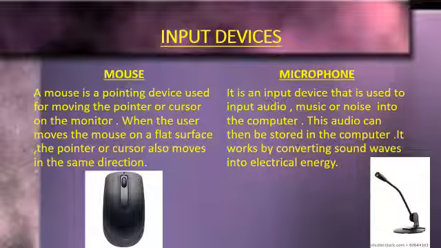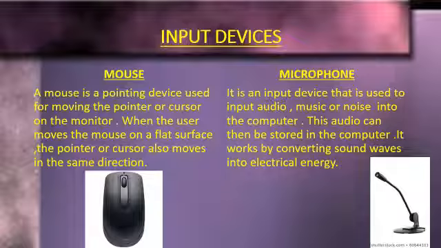When the user moves the mouse on a flat surface, the pointer or cursor also moves in the same direction. A mouse usually has two buttons, left and right, and a scroll wheel. Left button is used to select items, right button is used to open context menus, and scroll wheel is used to scroll through the document.